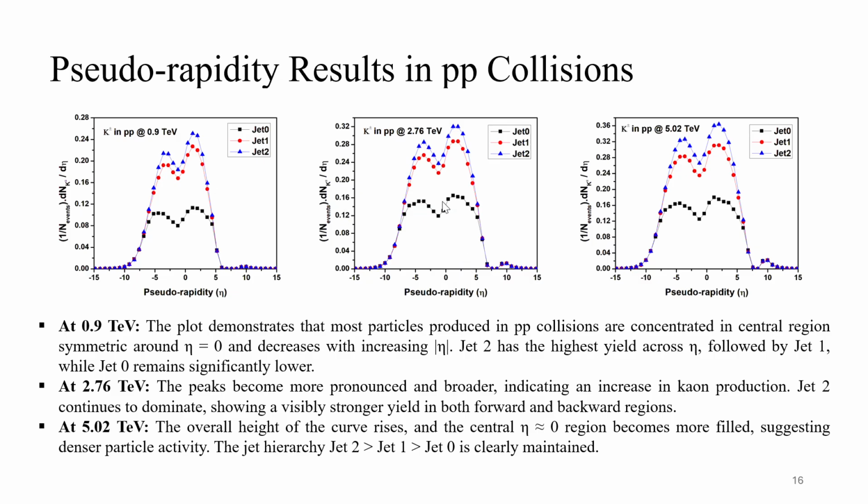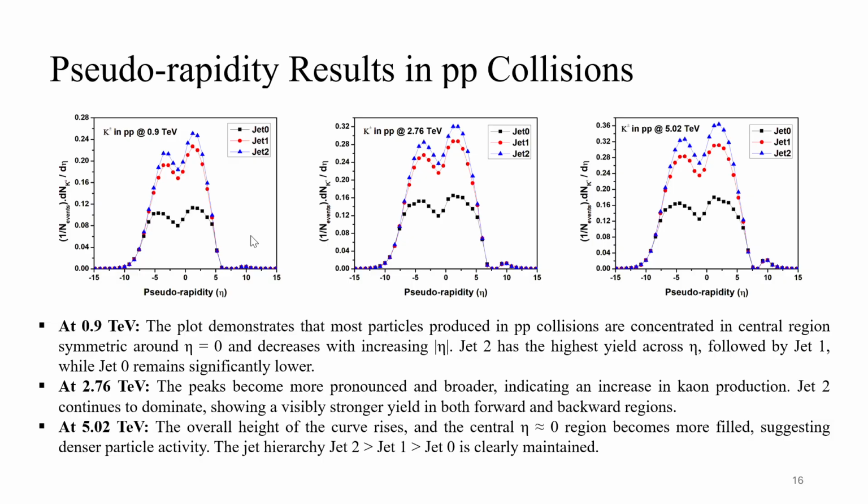And as you increase the energy, you can see the peaks become more pronounced and broader, which indicates that the production increases. Here you can see a peak up to 0.24, and here a peak up to 0.32, which indicates an increase in the average Kaon production. And at 5.02 again the peak is more broader and more pronounced, which indicates the production now increases. So by increasing the energy, the production of the kaons also increases with broader values.